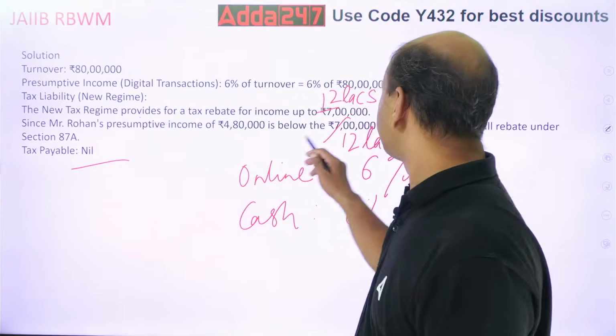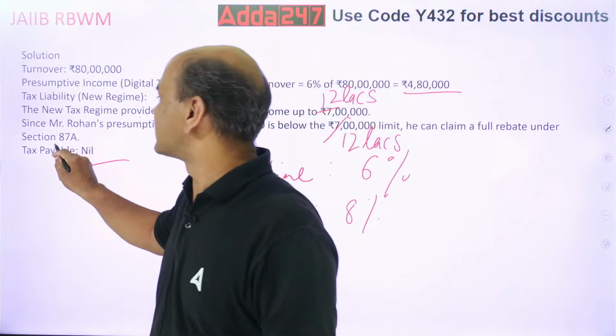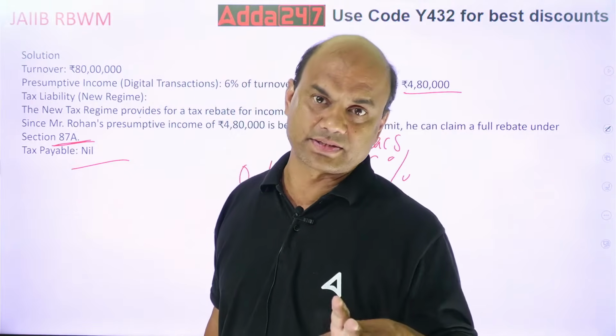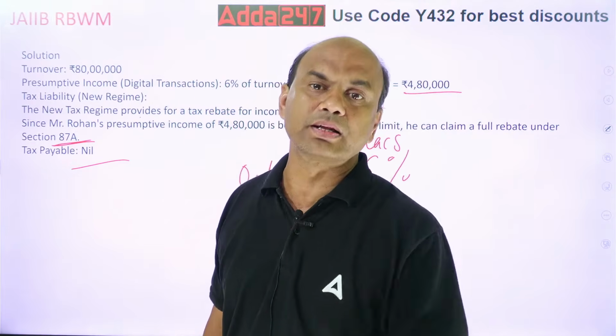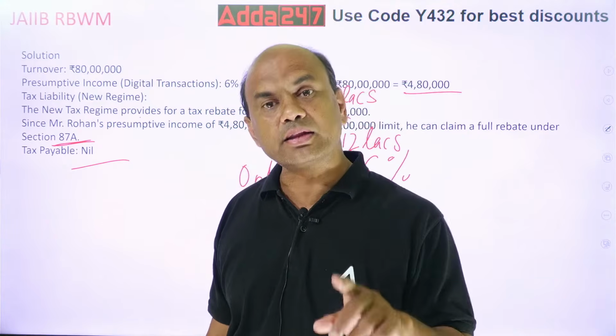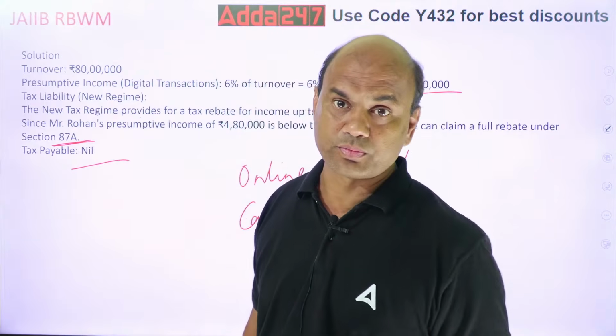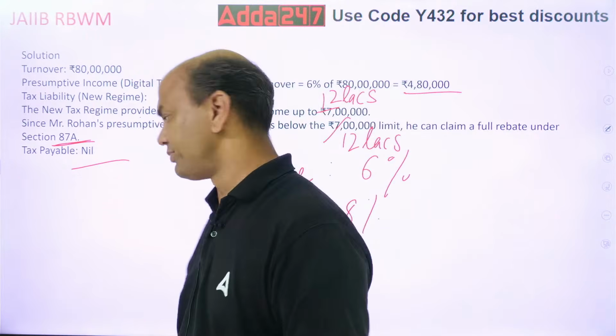And the rebate which you get is under section 87A. The rebate under 12 lakhs, where you don't pay the tax, is under section 87A. Kindly remember this number also. 87A.